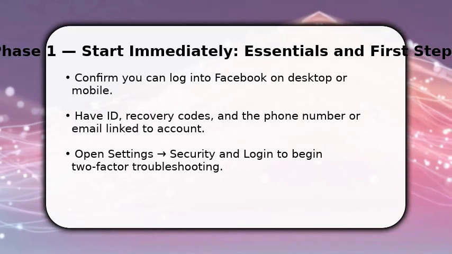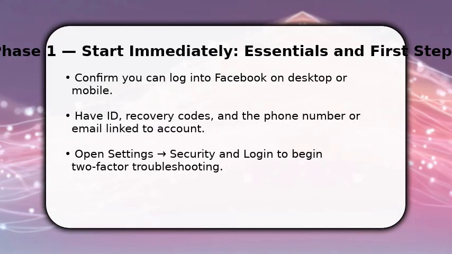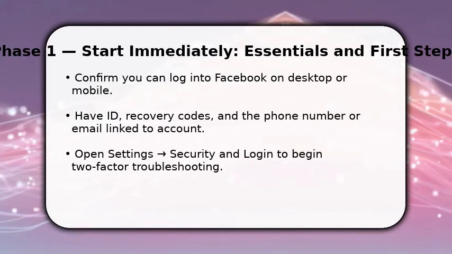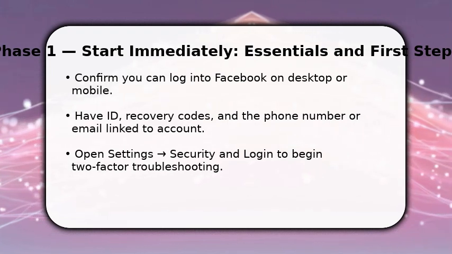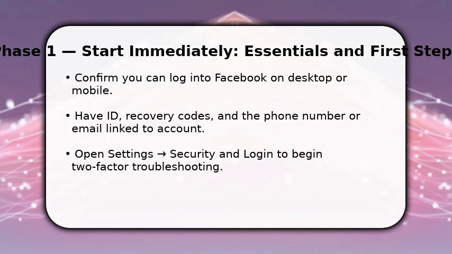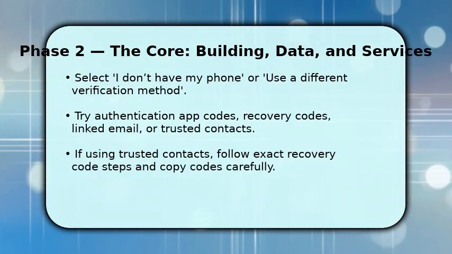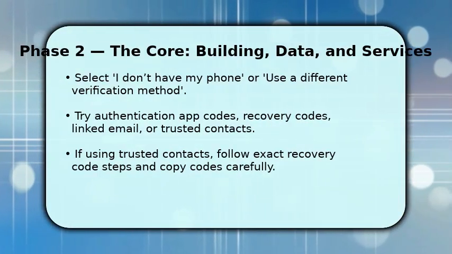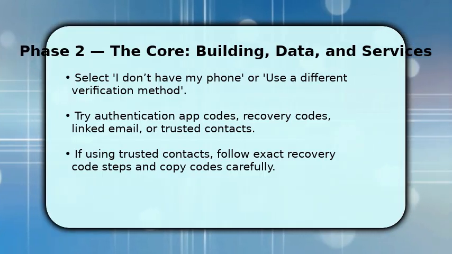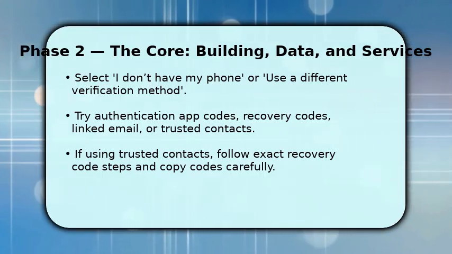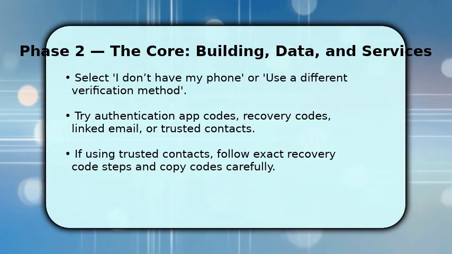Make sure saved passwords autofill is off when trying alternate verification so you see each prompt clearly. Once done with initial checks, choose alternate verification paths inside security settings. Use an authentication app if you previously set one up. Open the app and enter the 6-digit code immediately. Codes rotate, so be quick. If you saved recovery codes, enter one now.